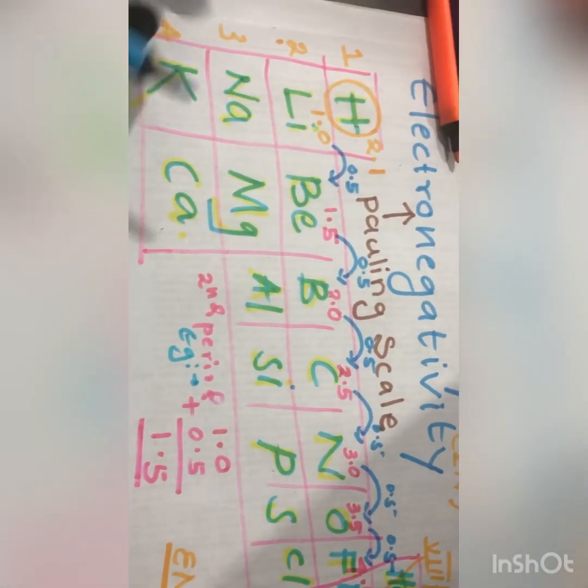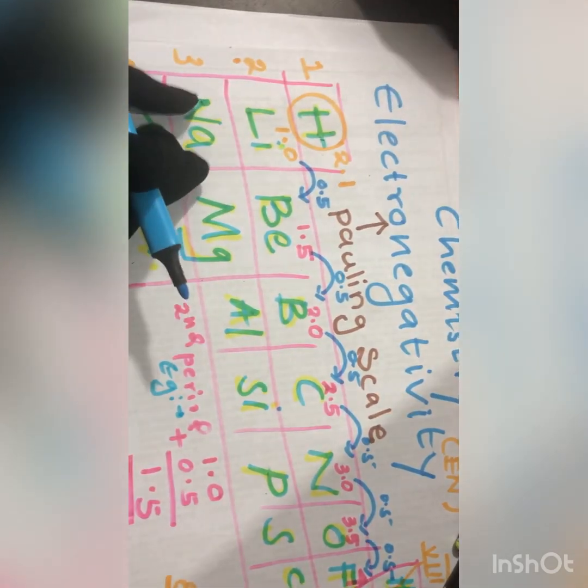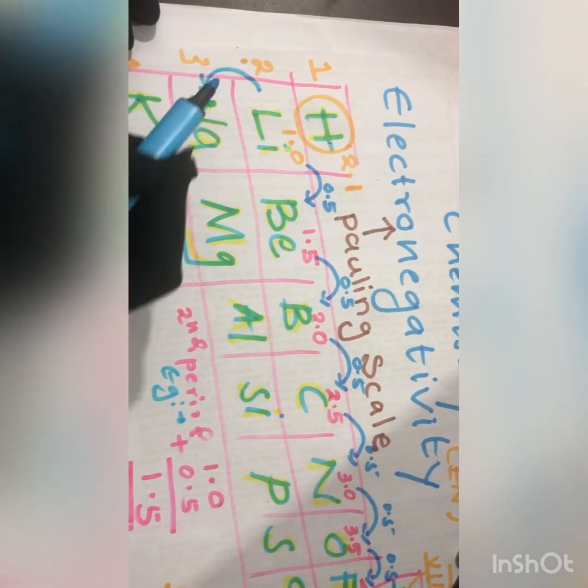Then next, the third period starts with sodium. So what is the value for sodium? When you go from the second to the third period, what you have to do is subtract. When you go along the period from left to right, you add. Then when you go down, you subtract 0.1.